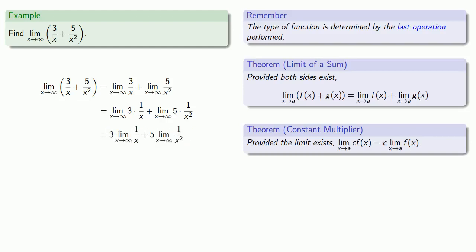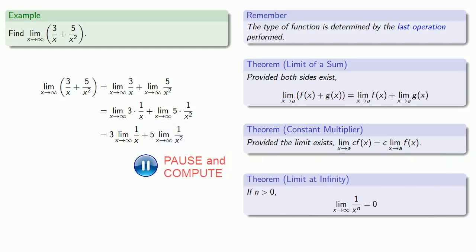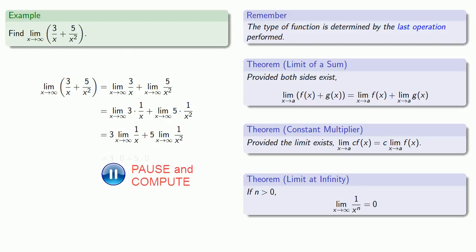And now we're trying to find the limit as x goes to infinity of 1 over x, and the limit as x goes to infinity of 1 over x squared, but we have a theorem that tells us the limit as x goes to infinity of 1 over x to the n. And that allows us to find our limit.